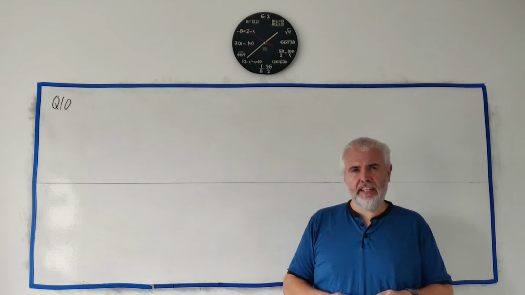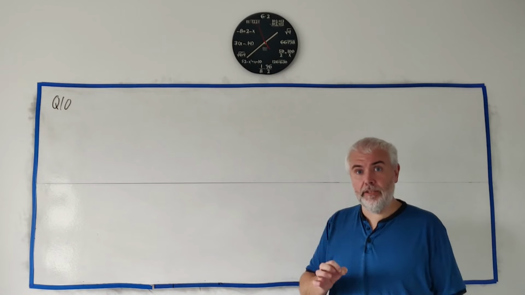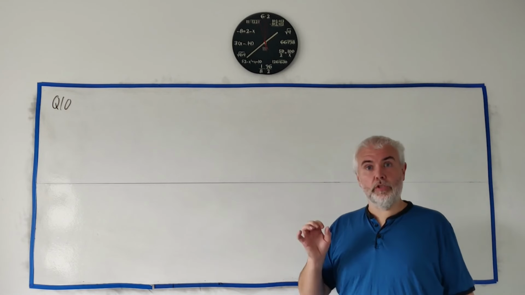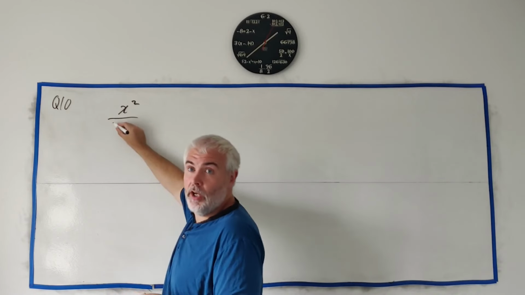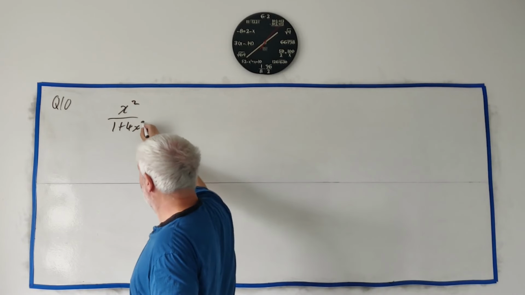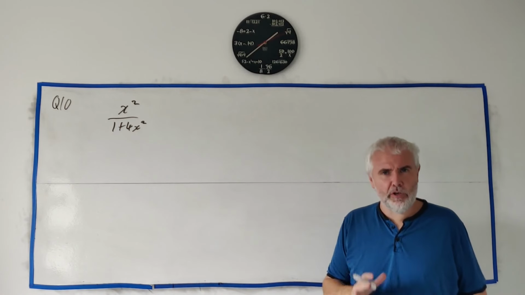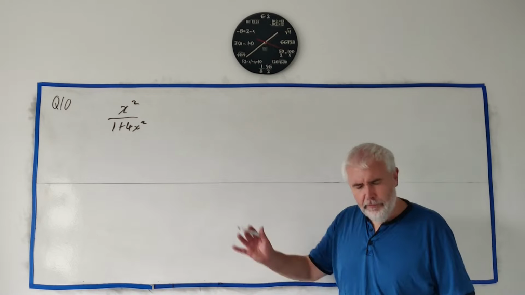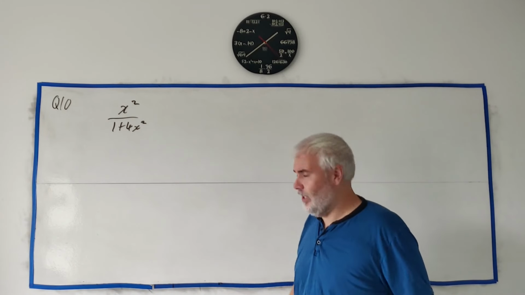In question 10, they ask us to find the quotient and the remainder when x squared is divided by 1 plus 4x squared. So let's write that down. X squared is divided by 1 plus 4x squared. There's two ways I can do this question. I'll do both of them because they're quite short. The first one I think is probably the shorter one, but it's probably the harder to think through.